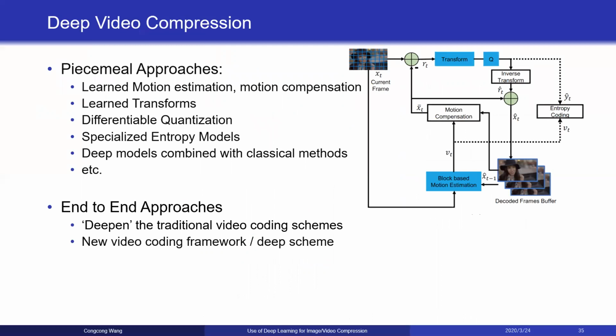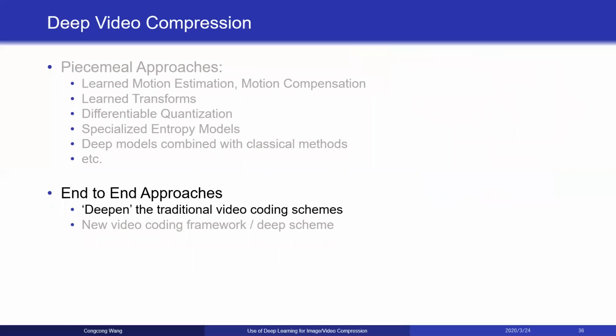Following the same group standards, deep learning-based deep video compression can be grouped into piecemeal approaches and end-to-end approaches. I already introduced the majority of the methods for each block, except the motion estimation and motion compensation. Motion estimation is actually a wider research topic in computer vision. It is called optical flow, and it can be applied to video coding. So I will not go further here. I will introduce some representative work about these end-to-end approaches.